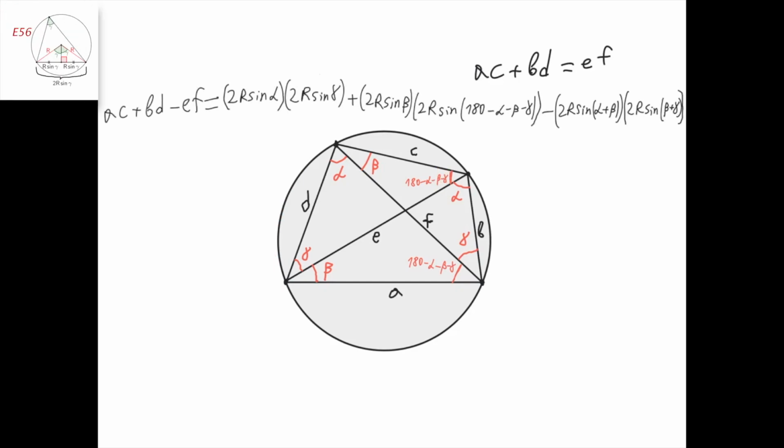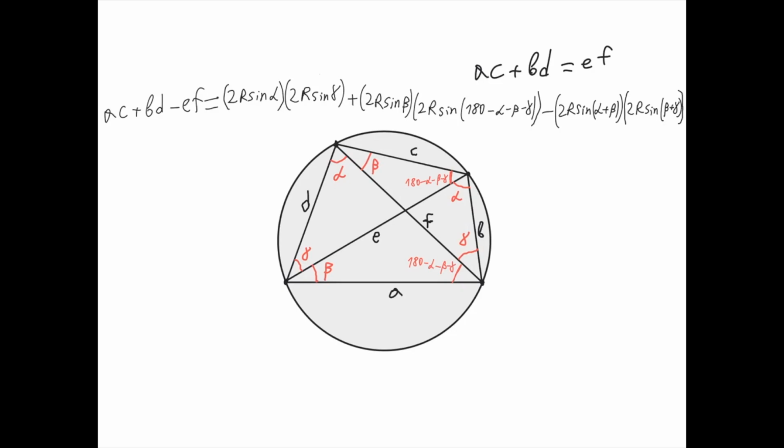Now we can apply the law of sines. If big R is the radius of this circle, then we know that A equals 2 times R sine of alpha, B equals 2 times R sine of beta, C equals 2 times R sine of gamma, D equals 2 times R sine of 180 minus alpha minus beta minus gamma, E equals 2 times R sine of alpha plus beta, F equals 2 times R sine of beta plus gamma.